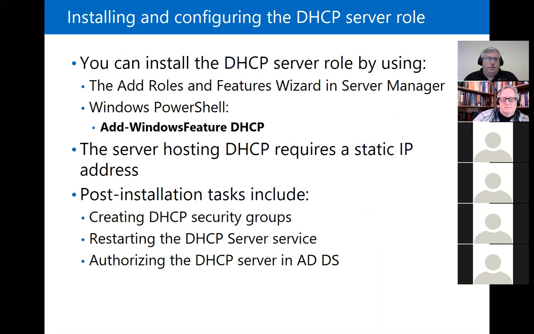So you go in to add Windows features, and I guess you can do it with PowerShell. You can also do it with Server Manager, with the GUI. But once you've installed it, then you can create different security groups. You restart the service, and then you can authorize with Active Directory.